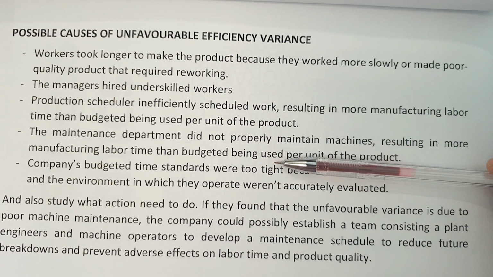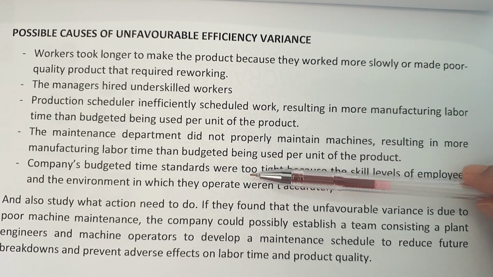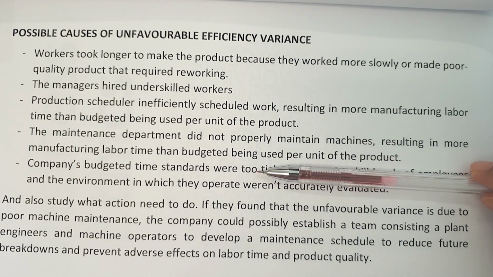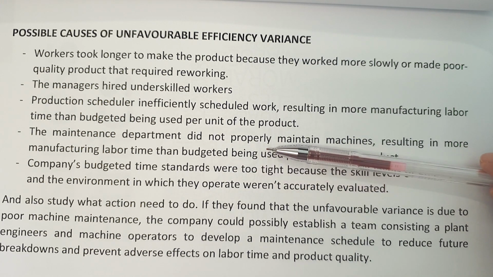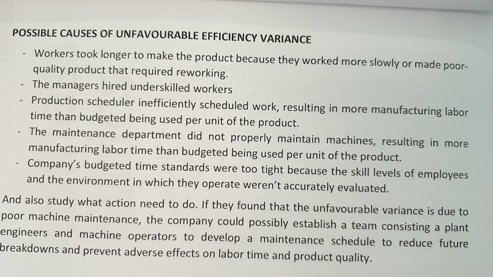The maintenance department did not properly maintain machines, resulting in more manufacturing labor time than budgeted being used per unit of the products. Is it possible that is the cause, that the maintenance department did not properly maintain the machine? Once the machine is not in a very good condition, then the workers will have difficulty operating the machine and that leads to this unfavorable efficiency variance.